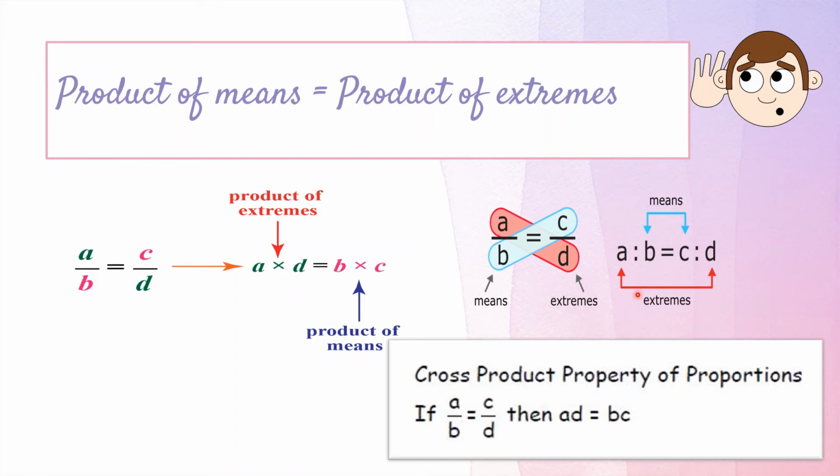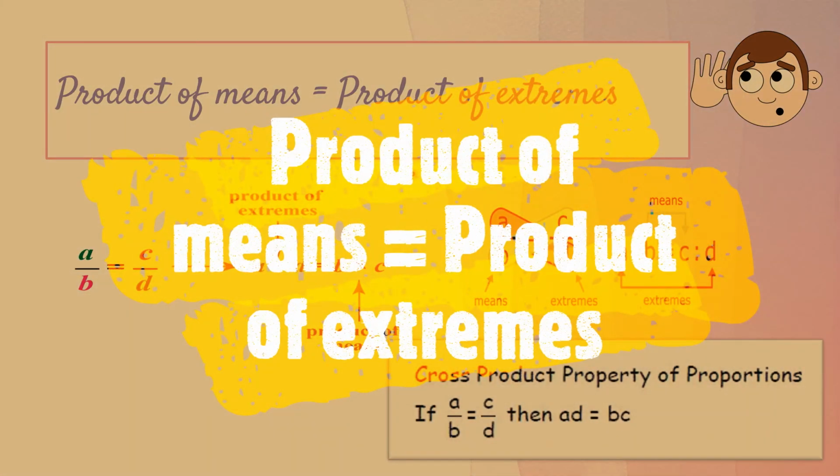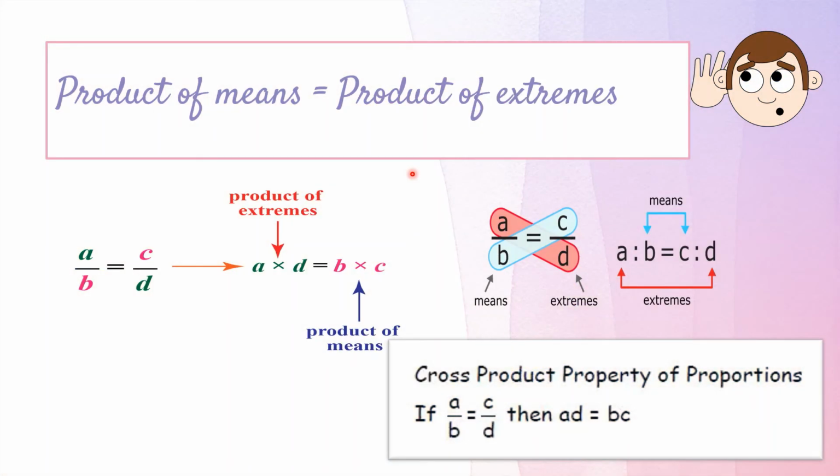And also in the proportion, you can see the mean terms are B and C here, and the extreme terms are A and D. So when you multiply A and D, you get the product of extremes, like here. And when you multiply B and C, you get the product of means, like here. And when we equate them together, we get our formula: product of means is equal to product of extremes. You're going to use it in various situations in your life and solve so many things using this formula.